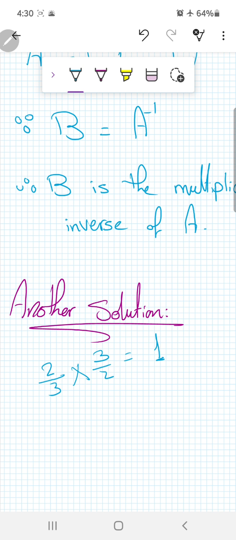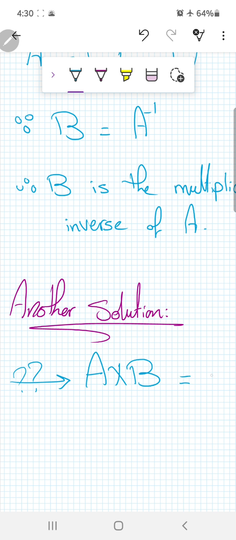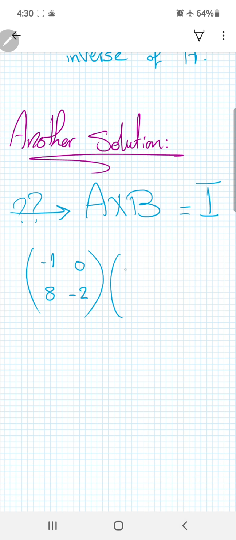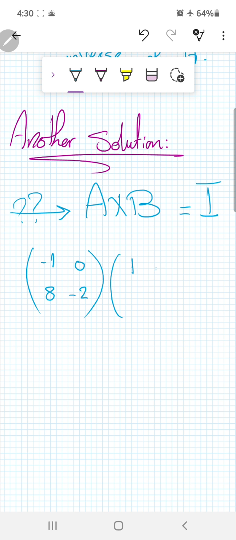Here we talk about matrices. So the matrix A multiplied by the matrix B must be equal to 1. 1 in the matrix will be the identity. What's the meaning of 1? The multiplicative identity. So here we talk about the unit matrix. So we want to prove that A times B equals the unit matrix, which is I. Okay? So here the matrix A, which is [-1 0; 8 -2], times matrix B, which is [-1 0; -4 -1/2].